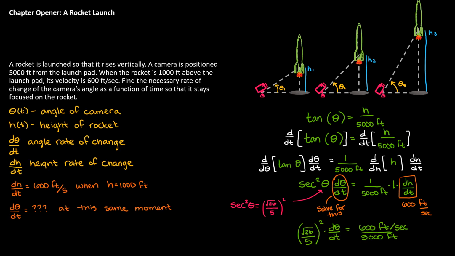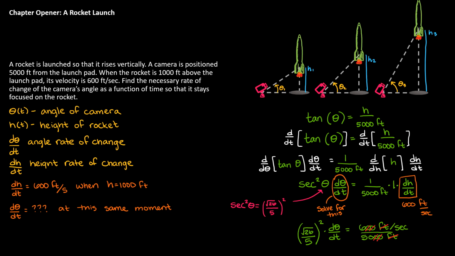Plugging these values in, we have the square root of 26 divided by 5 quantity squared times d theta dt, and that's equal to 600 feet per second divided by 5,000 feet. Now the first thing I want to do is divide off a factor of 100 on the right-hand side. So we can divide off those zeros there, leaving us with 6 over 50. But also we can reduce some units. Feet divided by feet is equal to 1. So on the right-hand side we will have 6 over 50, and that will be per second. So we don't have any feet over there anymore.